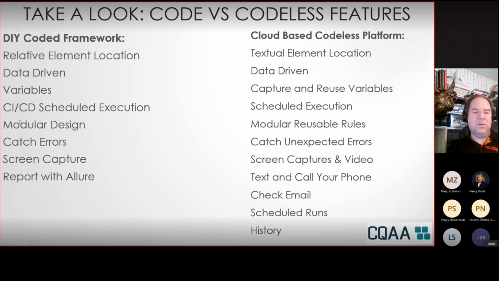We need to include, at some point, CI/CD scheduled execution so we can run our tests overnight, implement that modular design, and then catch errors as we go. Well, that's what we're there to do: either catch errors or, if you want to think of it the other way, make sure that our application didn't break when they put new code out into the environment. Someone's going to ask you for screen captures and some sort of nice report, like with Allure. With a cloud-based codeless platform, you get all of that in the same thing, except we don't have all the code that's involved in there.